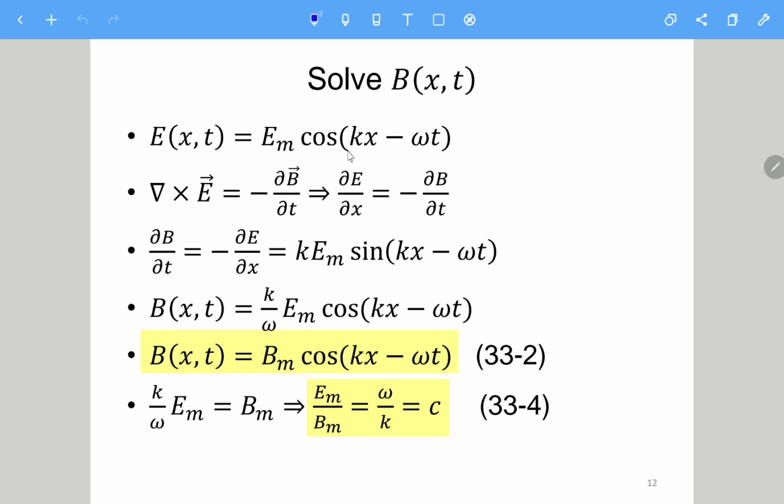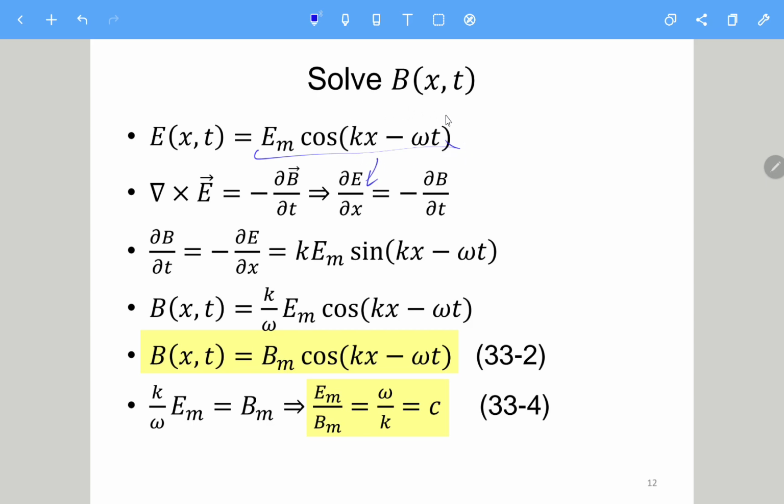Okay, Faraday's law, which means that we take partial E partial x equals negative partial B partial t. Then we can just plug this one into here. Actually, we put this negative sign to the left side first. So we have partial B partial t here, and then equals negative partial E partial x. And then we plug this one into the right side. So first of all, we have Em, and then cosine, take the derivative, becomes negative sine. So this negative and that negative cancel each other. Okay, and then we have sine of kx minus omega t.